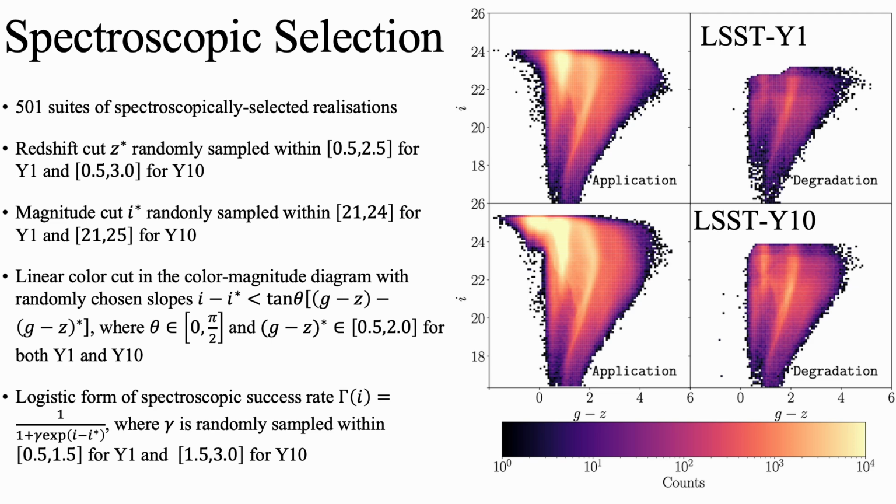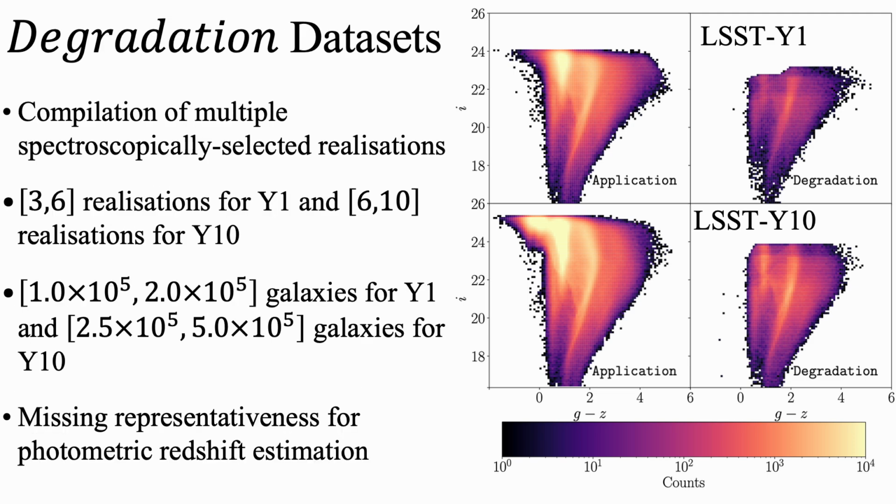For each experiment, we randomly choose the upper limits in the redshift and i-band magnitudes, also a linear cut in the color-magnitude space, as well as a logistic functional form of spectroscopic success rate. In this way, we ensure each spectroscopically selected dataset has one unique selection function.